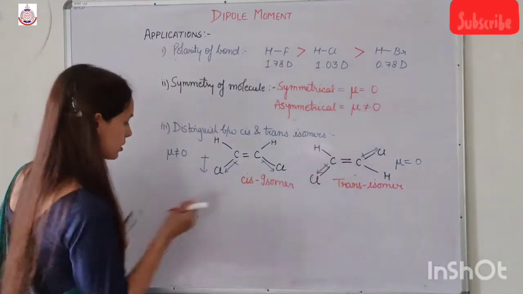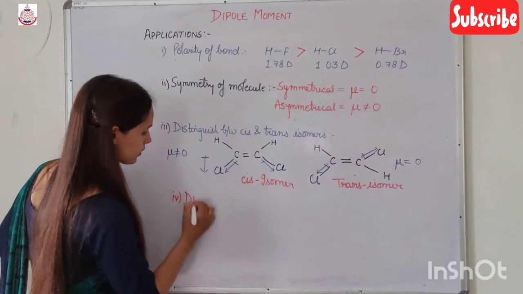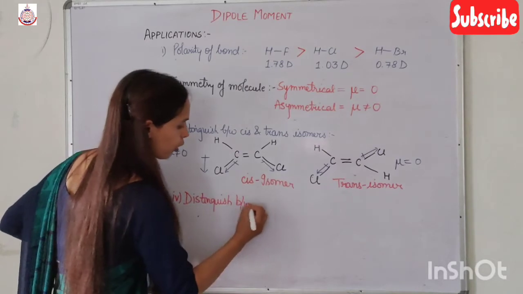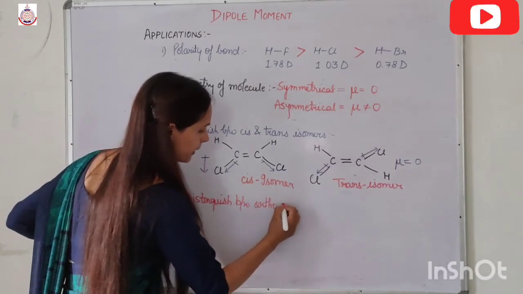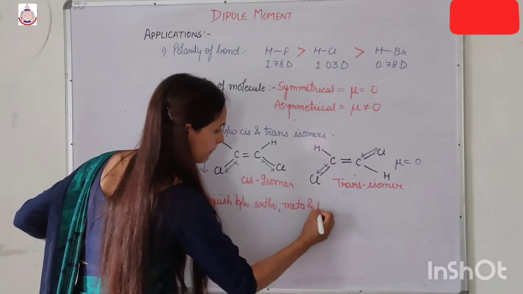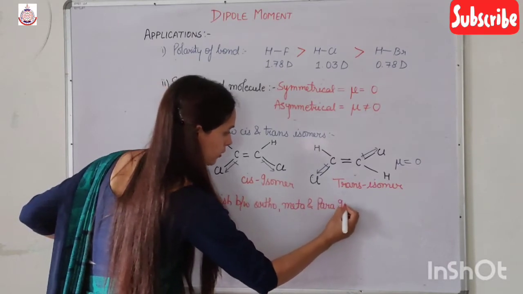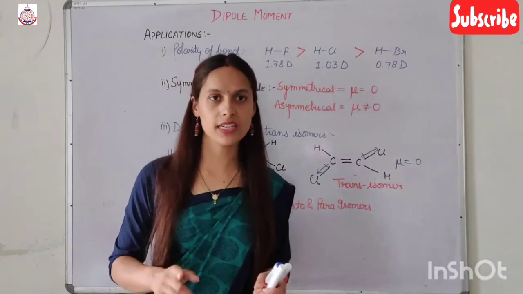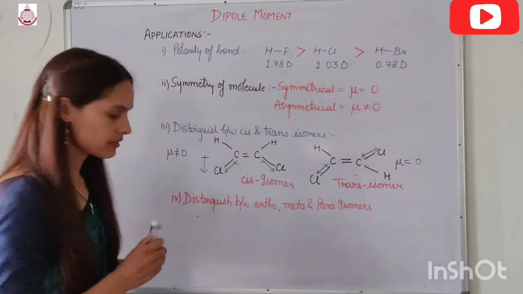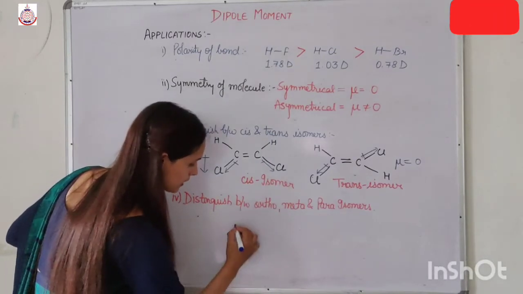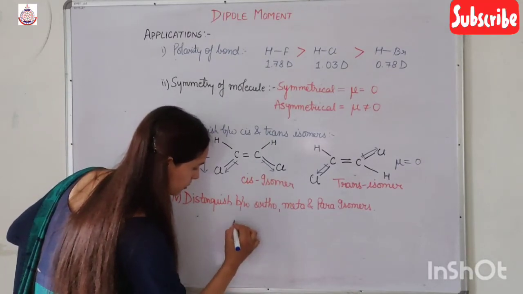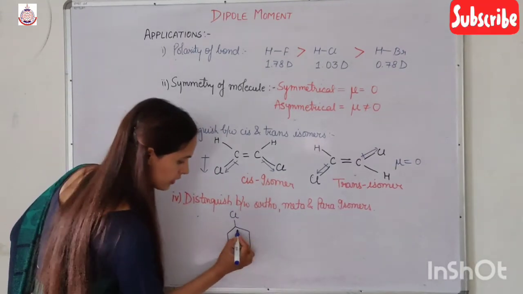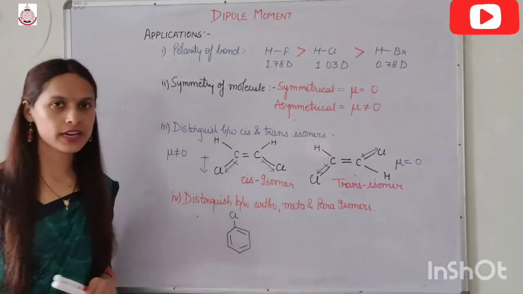Now, the fourth application is to distinguish between ortho, meta and para isomers. Now these isomers you get in benzene. Benzene also you have studied in 10th class, C6H6. So here is the structure of benzene. Double bond and single bond are in alternation.